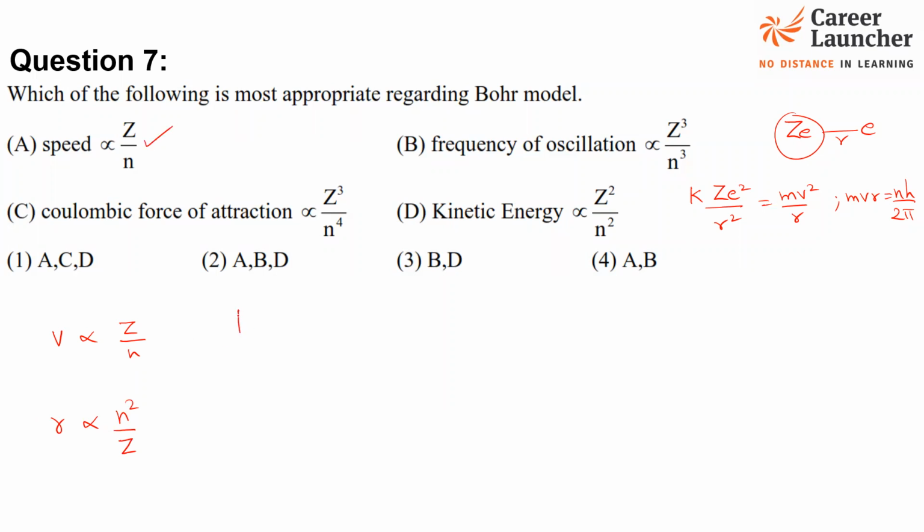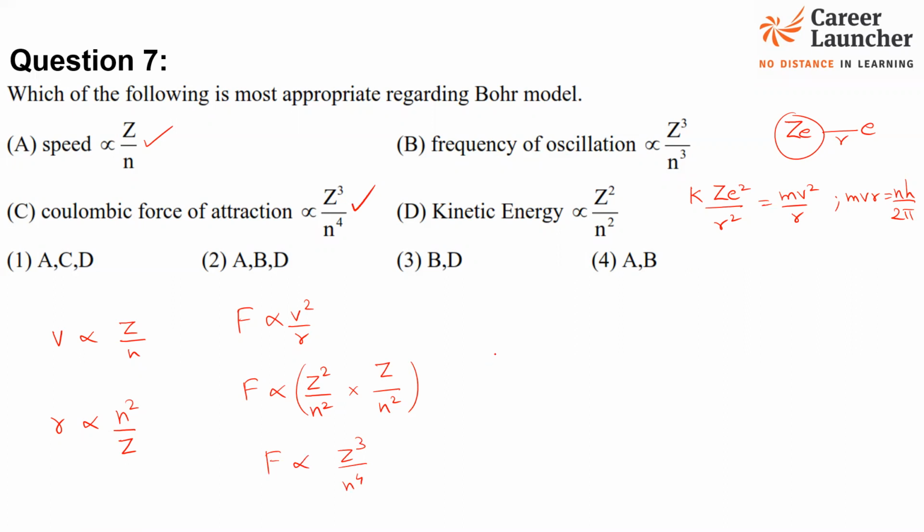Now let us try to write the force. So force will be proportional to v square upon r, means force is proportional to z square upon n square into z upon n square, means force is proportional to z cube upon n raised to 4. That means it is also correct.